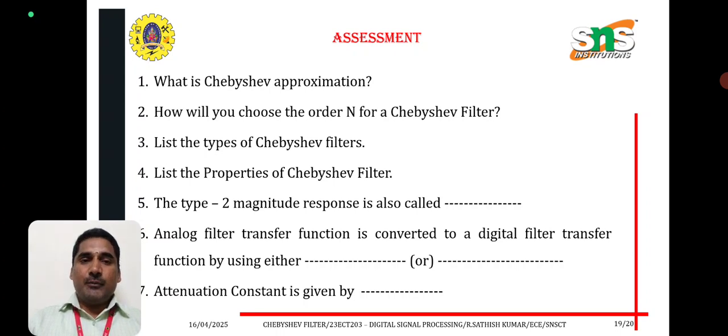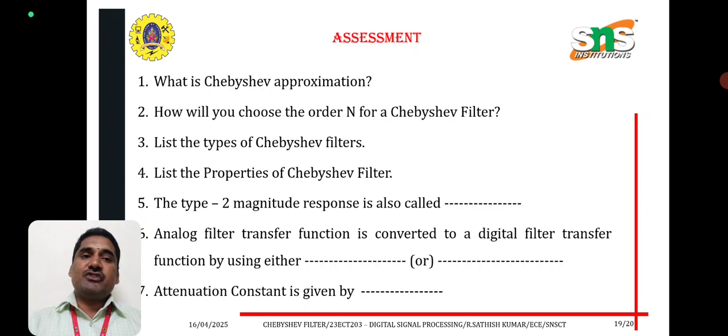List the types of Chebyshev filter. Type 1 Chebyshev approximation, type 2 Chebyshev approximation. List the properties of Chebyshev filter. The type 1 Chebyshev filters are all pole designs. The error function is selected such that the magnitude response is monotonic in the passband and equiripple in the stopband. The type 2 magnitude response is also called the inverse Chebyshev response.